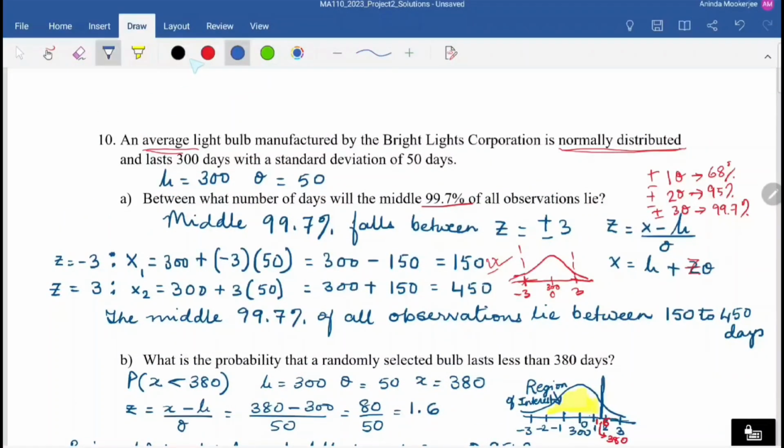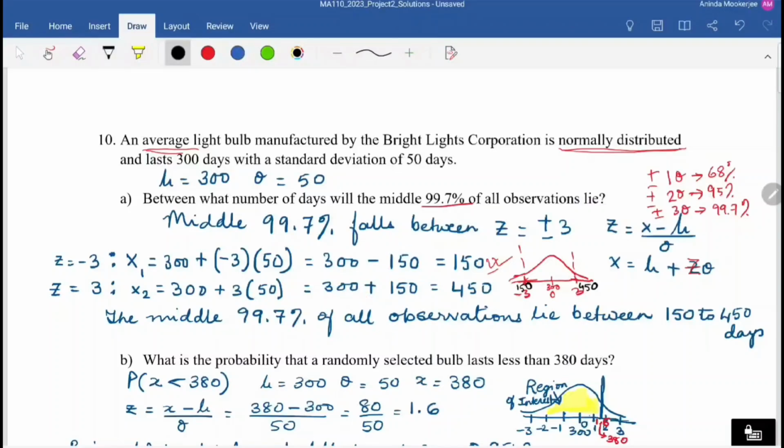Right, let me use a different color maybe. So this is 150, and when we plug in 3 for z, we get a value of 450. All right, so the way you answer this question is the middle 99.7% of all observations lie between 150 to 450 days. Again, you have to show all your work, all the steps.